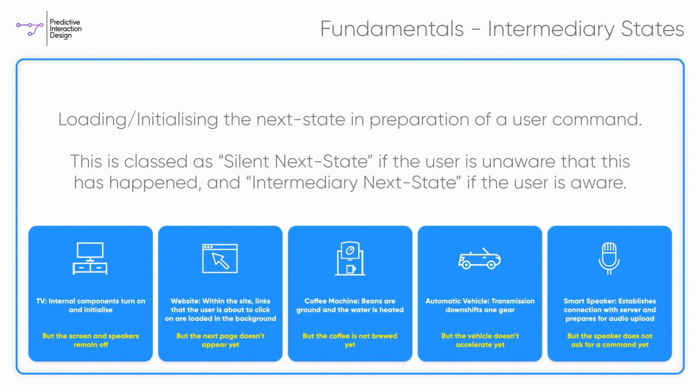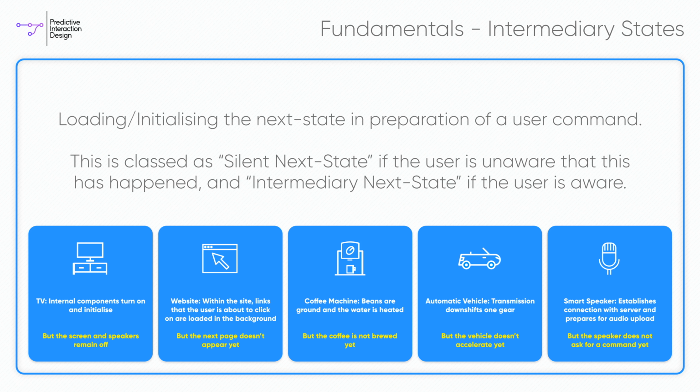In the fourth example, we've got an automatic vehicle. So the transmission downshifts one gear in preparation for acceleration, but very importantly, the vehicle does not accelerate yet. Now, again, this is an intermediary next state. The user would sense, they would be aware that the system has downshifted a gear, but they still aren't given the result of their command.